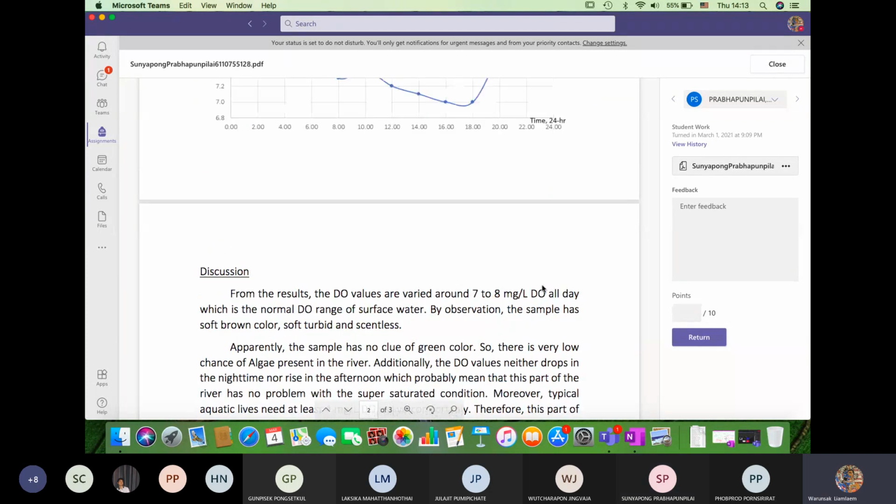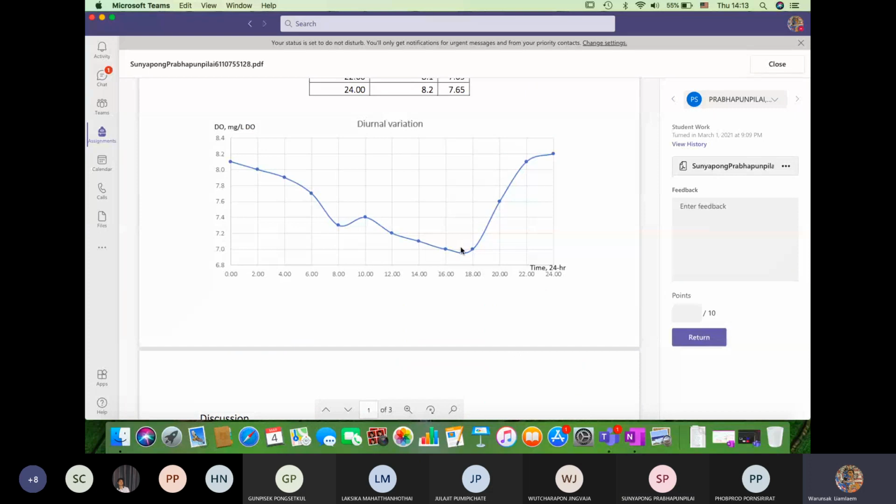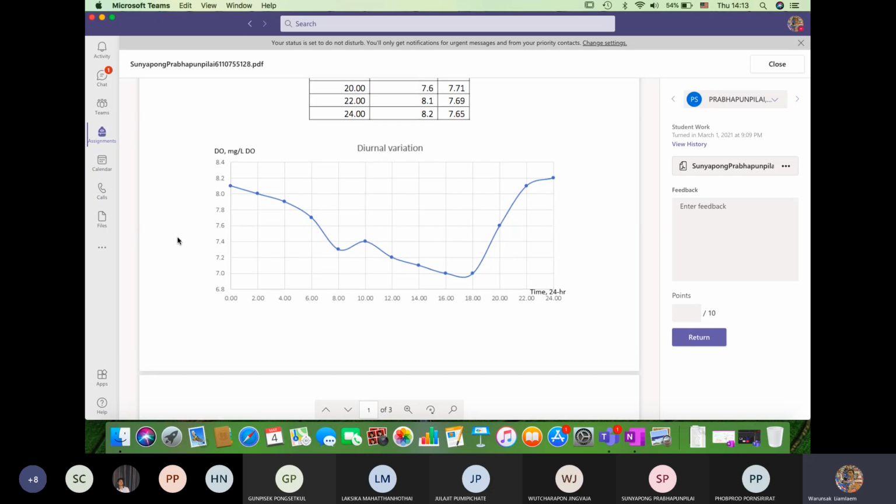It looks fine. Anywhere it's between 7 and 8, so this is actually a very normal, very good condition. We generally find this kind of dissolved oxygen in rivers where there is less contamination. But anyway, it is a river, not a pond, so the hydrological characteristics are totally different between ponds and rivers.